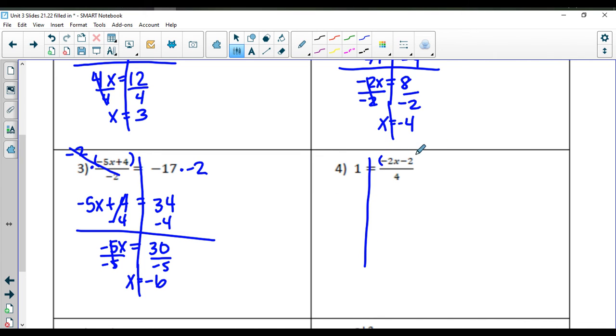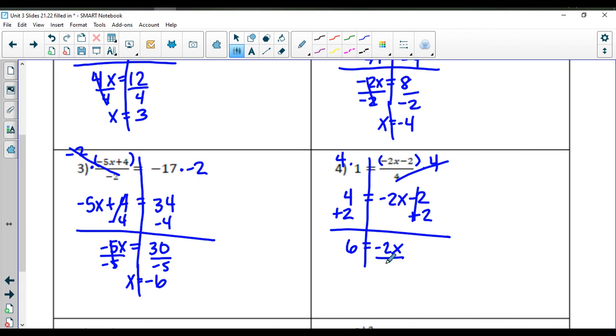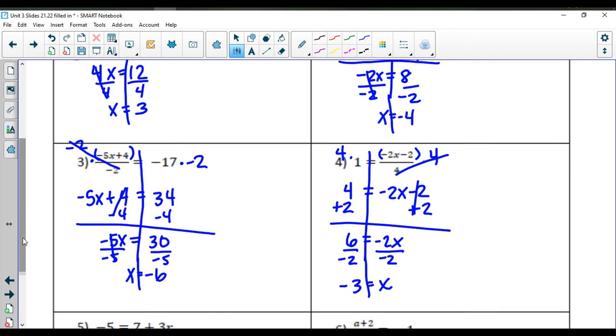Number 4, this one just looks backwards, but it doesn't really matter. We're going to still multiply by 4. So here we have negative 2x minus 2. And over here we have a 4. So plus 2, plus 2. So negative 2x, and 4 plus 2 is 6. Divide by a negative 2, so we get negative 3 equals x then.